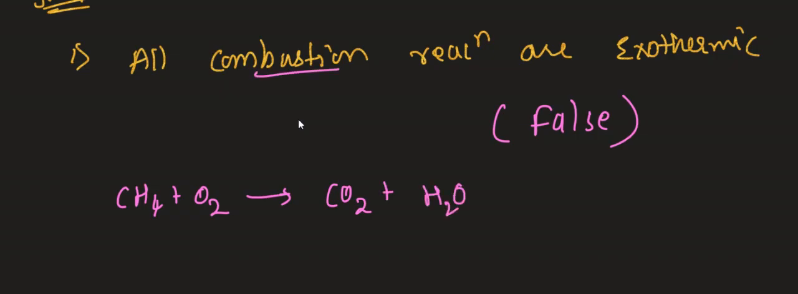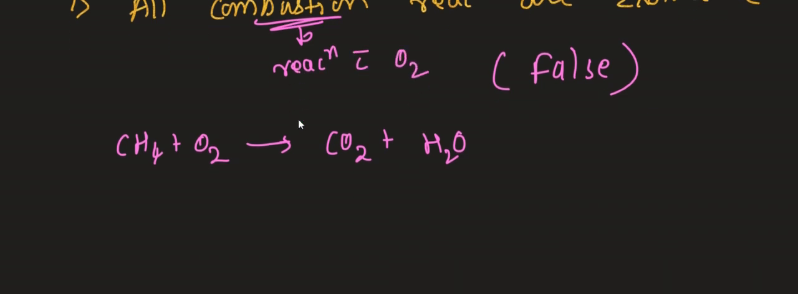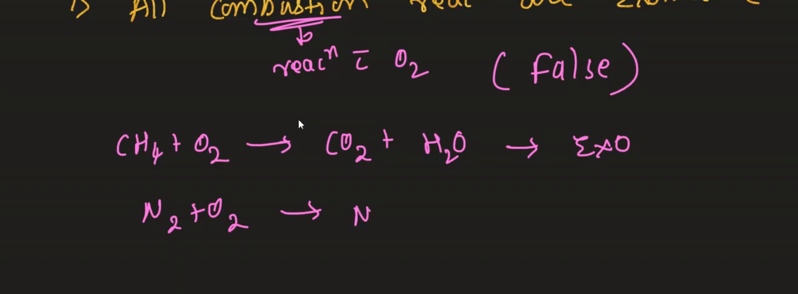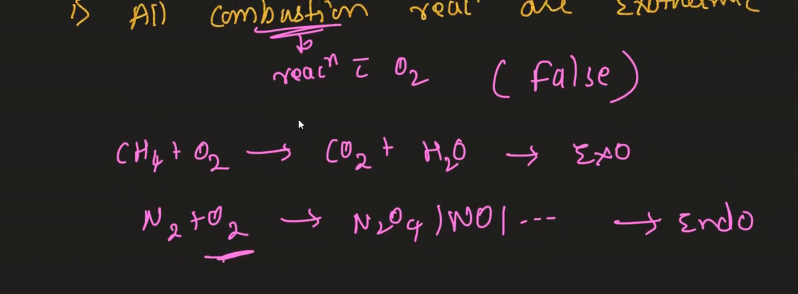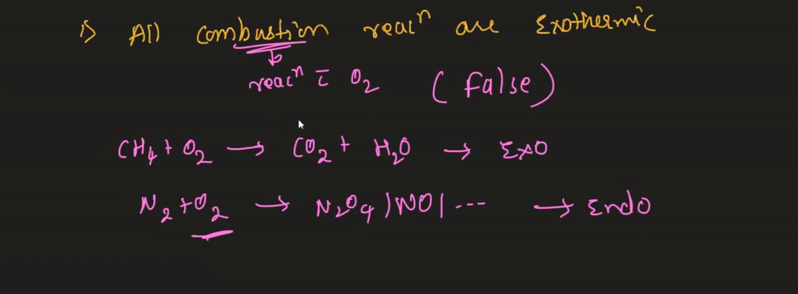What is the meaning of combustion reaction? Combustion means reaction with O2, right? So this is an example of exothermic. But when I take N2 plus O2, you may get different products based on the concentration, available conditions, environment. You may get N2O4 or you may get NO, etc. But this reaction is considered endothermic. Though it is a reaction with oxygen, a combustion reaction, it is an endothermic reaction. So whenever you get the sentence all combustion reactions are exothermic, it's a completely false sentence.